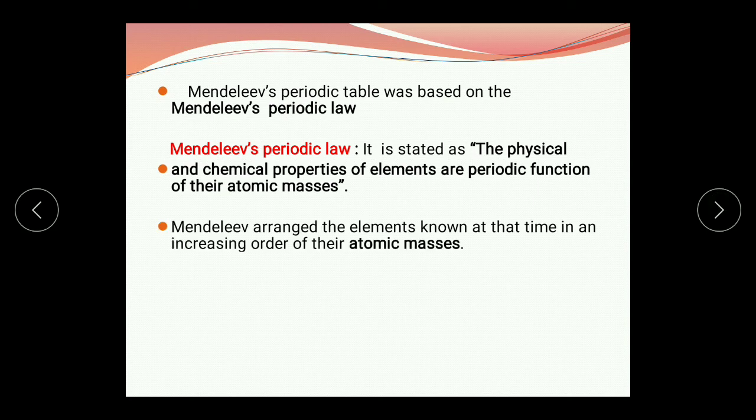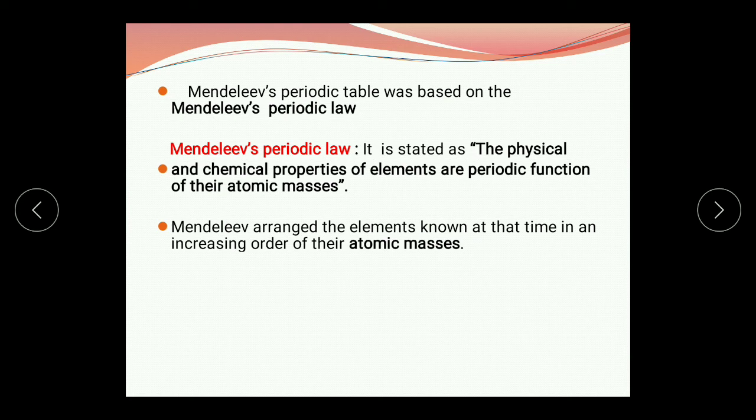Mendeleev arranged the elements known at the time in an increasing order of their atomic masses from left to right. He kept one in front of another like this in the increasing order of their atomic masses, and he prepared a horizontal row of these elements, and that row he called a period. Then he folded that list in such a way that the elements with similar property will be placed in the same vertical column, one below another.